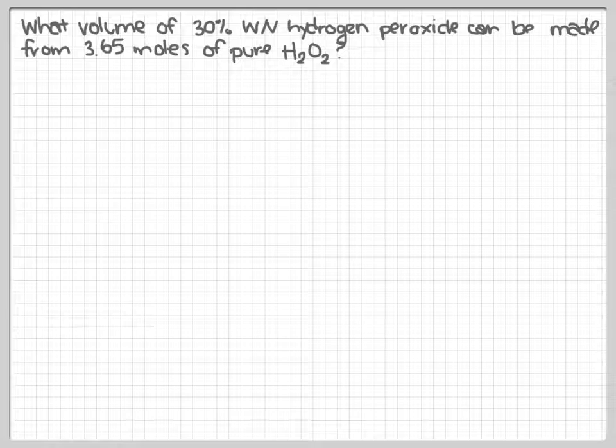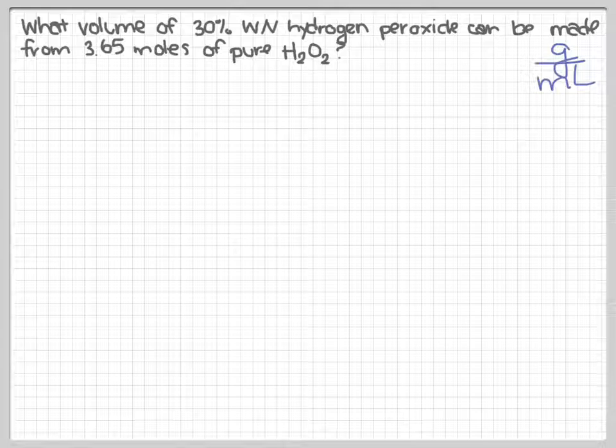Number 3, what volume of 30% weight by volume hydrogen peroxide can be made from 3.65 moles of pure hydrogen peroxide? So I know my weight by volume concentration is going to be in grams per milliliter. Remember that a gram and a milliliter are very similar units, even though one is mass and one is volume, because of the density of water. If we were talking about water, 1 gram would take up the space of 1 milliliter.